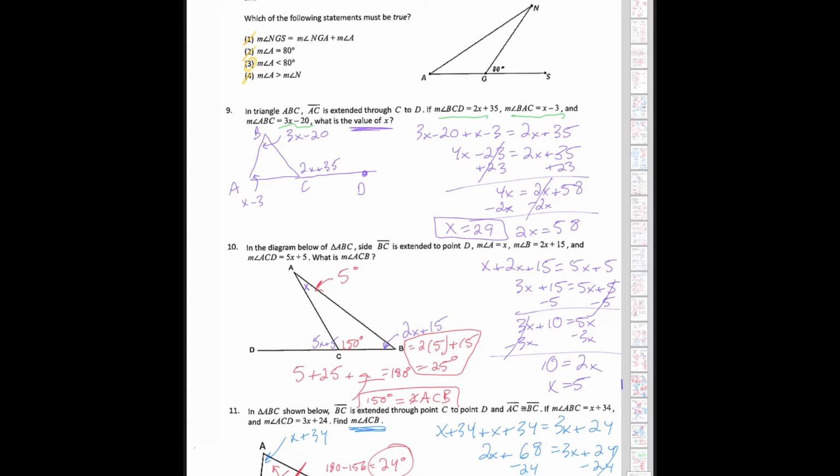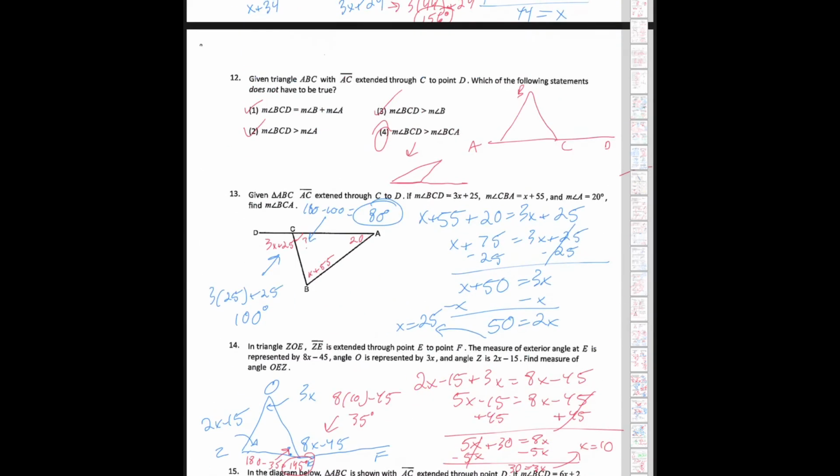Same thing goes for 10 and 11. If you'd like to pause the video and take a look at the work, this is quite repetitive. I think you get the concept of it now. We're using the exterior angle theorem every single time, and we're deciding where we have to plug back into based on what the question is asking. So if we move on, 10 and 11, like I said, exterior angle theorem always.